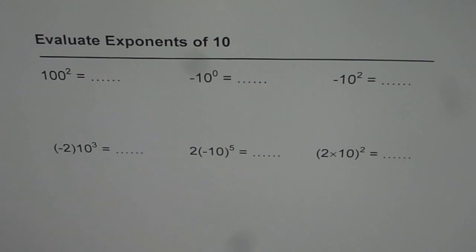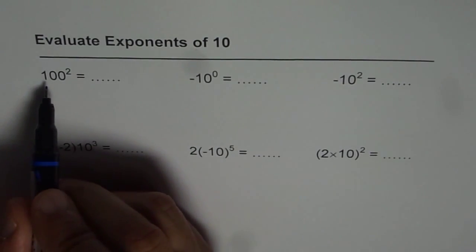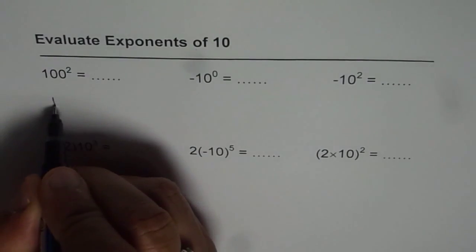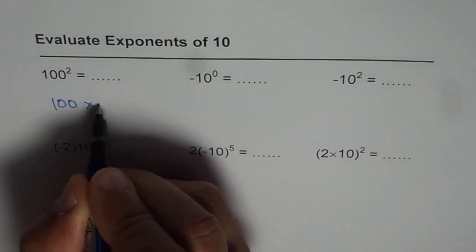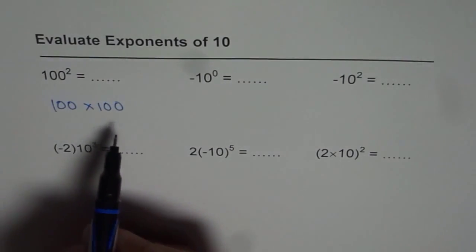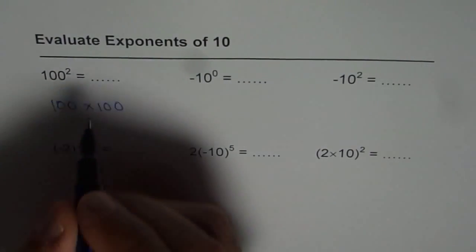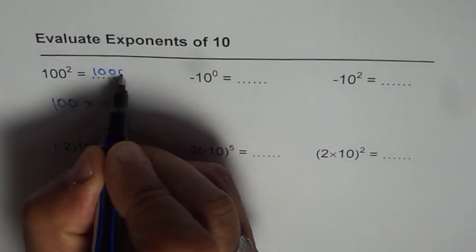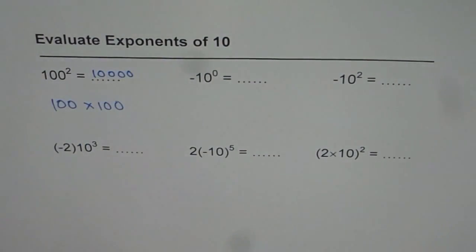I hope that helps. Now here is how we are going to answer them. When we say 100 squared, what do we mean? We mean 100 times 100. Simple, right? And when you multiply numbers with so many zeros, you just count them. We got 4 of them, right? So it is 10,000. So that's how we get the answer.